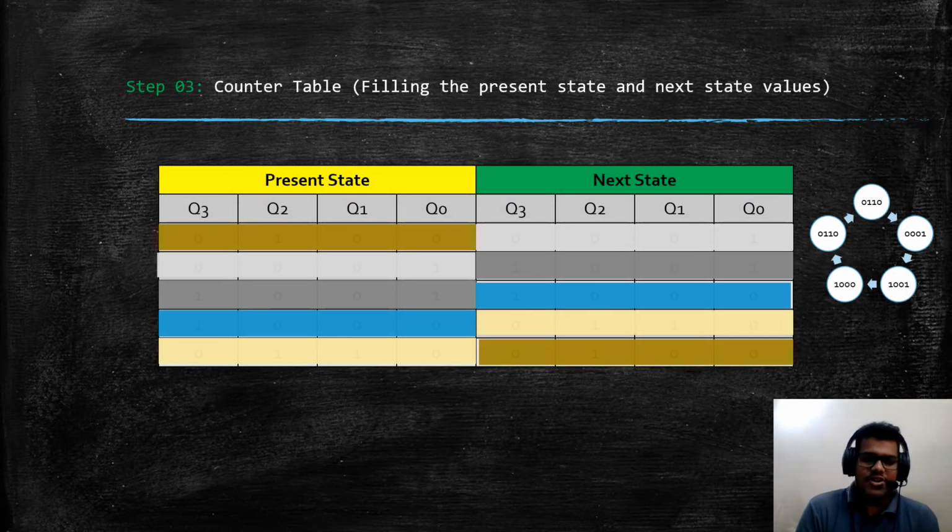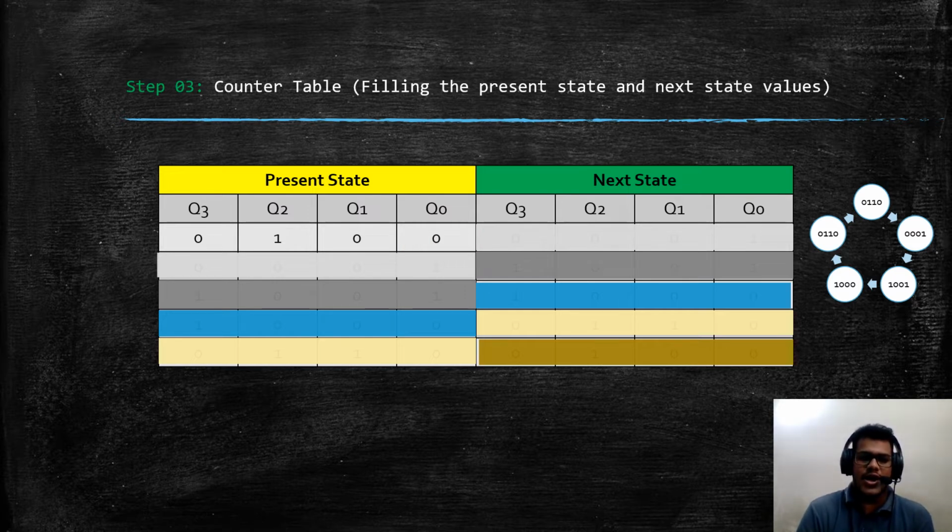Step 3: counter table. Here we fill in the present state and next state values. Our first present state is 0100, and the next state is 0001. This will be our present state 0001. Then from here our next state is 1001.